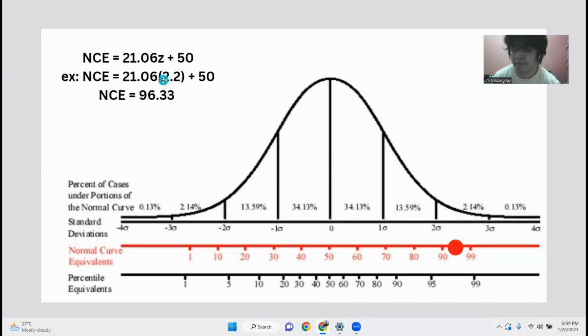In the previous synchronous session, my groupmate Mr. Billones already reported how to get the z-score. So after you get the z-score, I know you already know the process. You will just use this formula. So, 21.06, which is the standard deviation. Imagine the z-score is 2.2. Let's multiply.